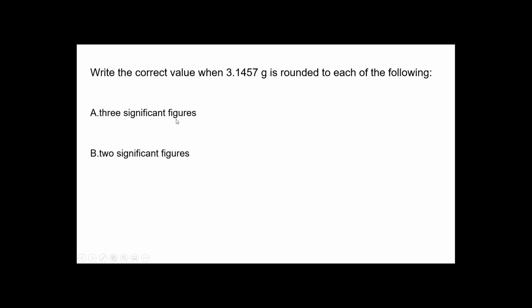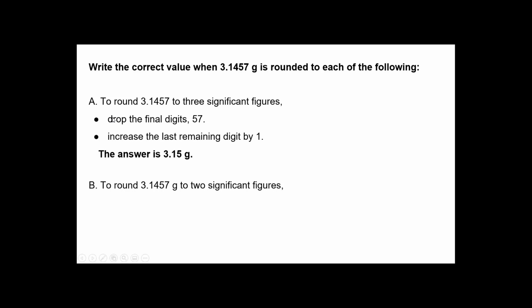So here is something for us to go through. Write the correct value when 3.147 grams is rounded to each of the following. So here we want to round this to 3 and then 2 sig figs. So let's take a look. We want 3 sig figs. So 1, 2, 3. 5 is a number we're going to drop, but it's 5 or above. So we should add a 1 here. So our answer should be 3.15. We're going to drop the 7 and increase by 1 because this is 5 and above.